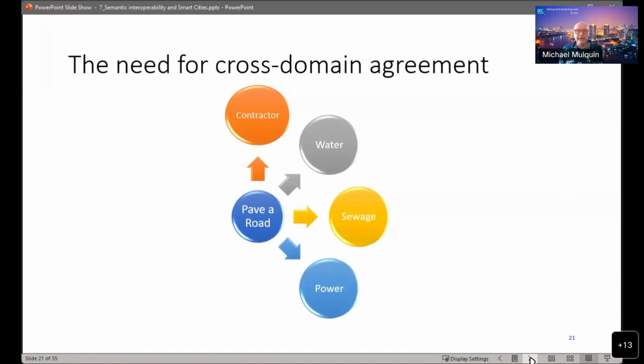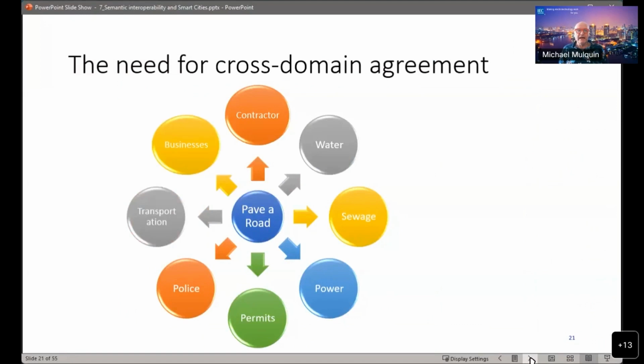But what we need, of course, is that in many particular decisions in the city, you need to engage with many different systems. So, for instance, if you want to pave a road in a city, you need to have transactions. You need to have processes in place that you can interact with all of these other different systems in the city to make it work. You need coordination, and you need cooperative problem solving. So you need consistency within the data.